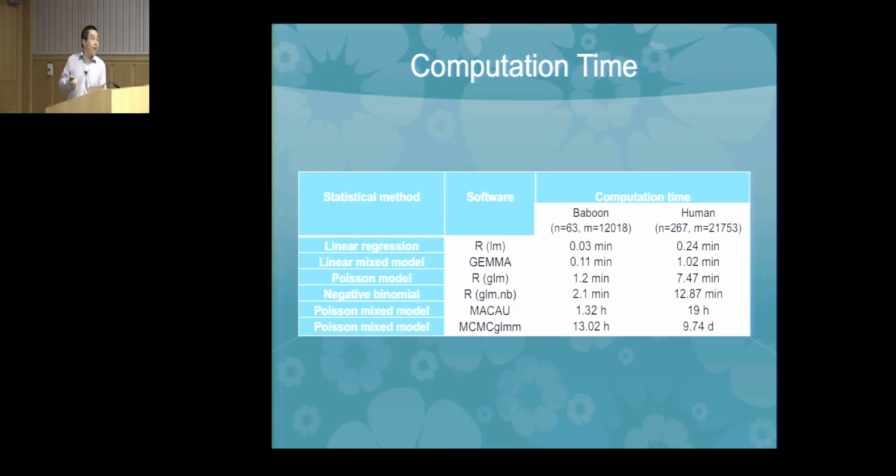One key downside of our method is that it is computationally slow. If you just look at using the other methods, say using GEMMA to fit a linear mixed model, that actually takes less than a minute to analyze the baboon data and about a minute to analyze the human data. But if you decide to use the MCMC method to do that, then you are going to use an hour for the baboon data and almost a day for the human data. So you can see that it's a huge computational cost.